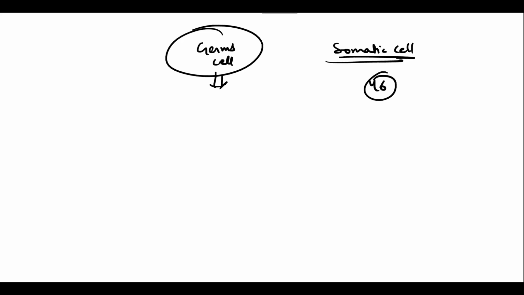So similarly, if there is a variation that is taking place in the somatic cells, then we can simply say that these variations are not transferable from one generation to another. But since germ cells participate in the process of reproduction, if the variations take place in this type of cells, then this is transferable from one generation to another generation.